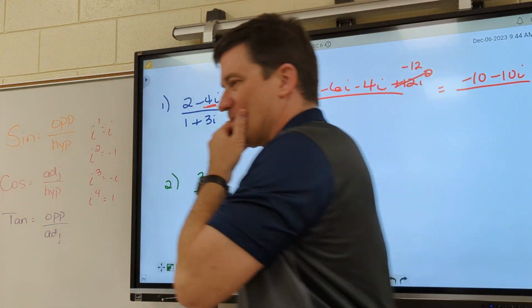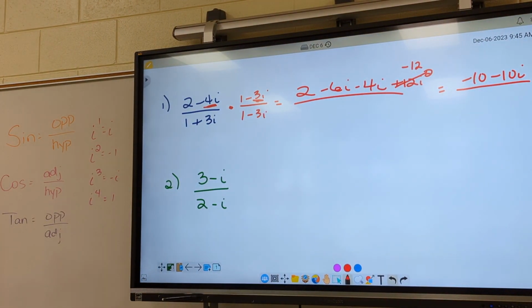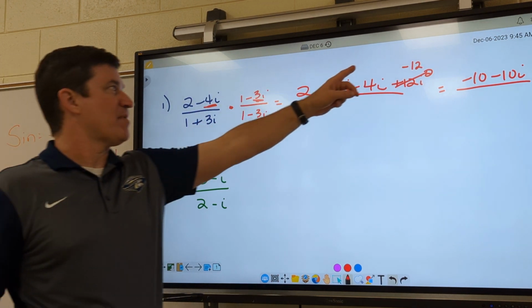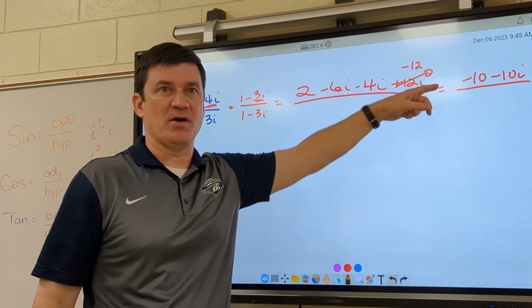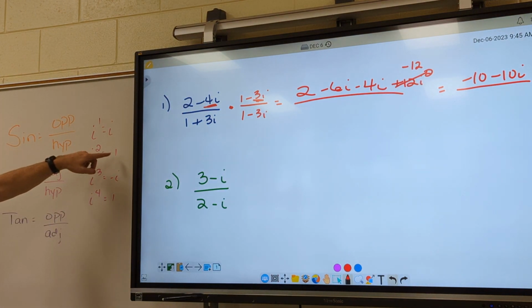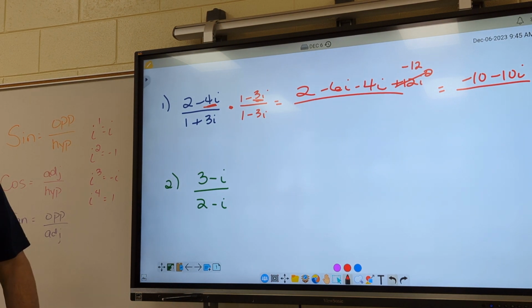All right, now the bottom's going to be a lot faster and a lot easier. Any question about the top? Does everybody see how I got minus 12 down here on the end with the i squared? Because remember, your i squared turns into negative 1. So I had to make it a negative 12.